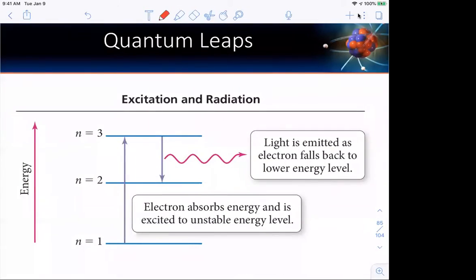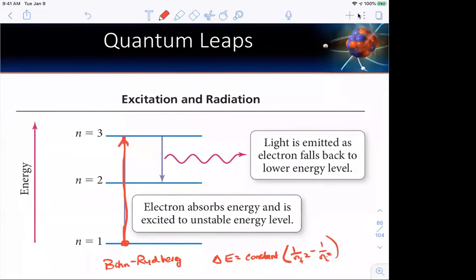So for example, if I have an electron in n equals 1, it might absorb this energy and transition to n equals 3. Now remember, I can use the Bohr-Rydberg equation to figure out that amount of energy. Remember, my delta E is equal to that constant times 1 over n final squared minus 1 over n initial squared. So I can figure out exactly what the difference in energy is between n equals 1 and n equals 3.